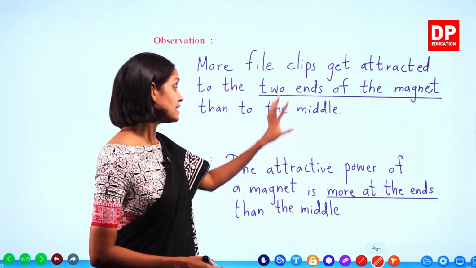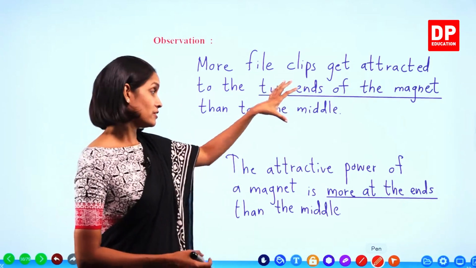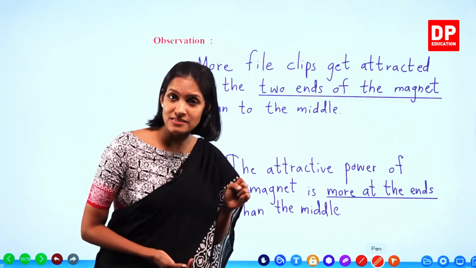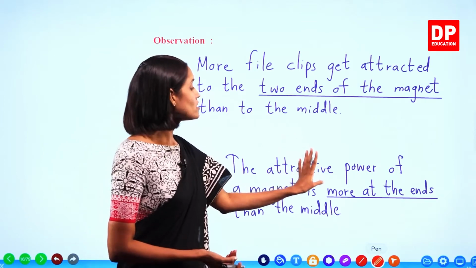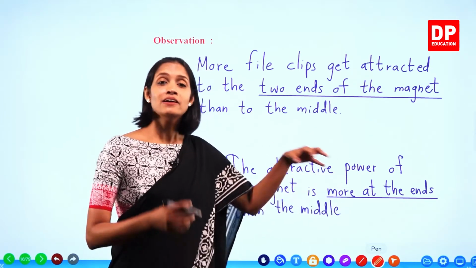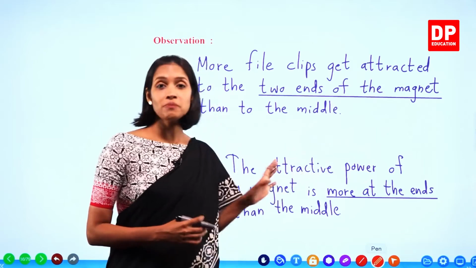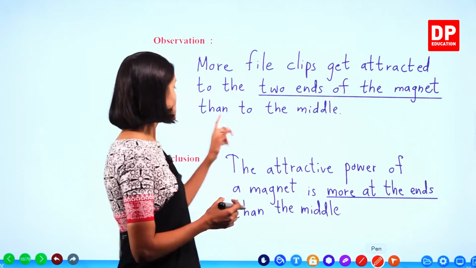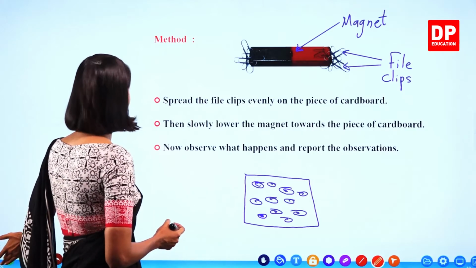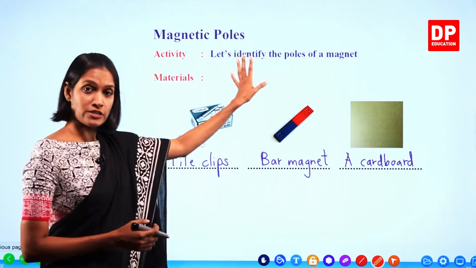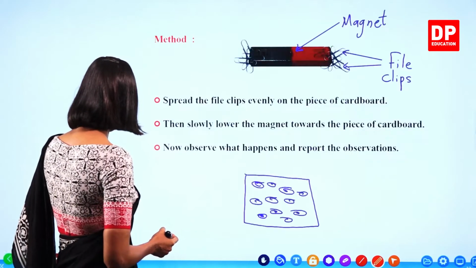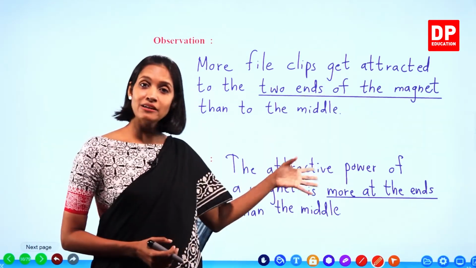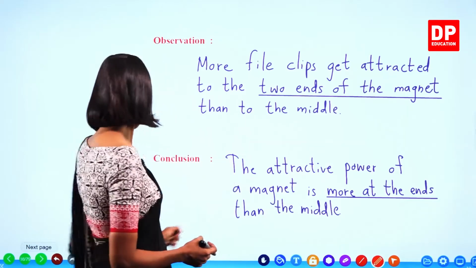This is the reason when we take a bar magnet and lower it to the file clips, more file clips get attracted to the ends than to the middle. So remember, children, because of this reason, the two ends of a magnet are known as the poles of a magnet. Under this part, we are going to learn about magnetic poles. Because of the higher attraction power of the two ends of the magnet, they are known as magnetic poles, okay?